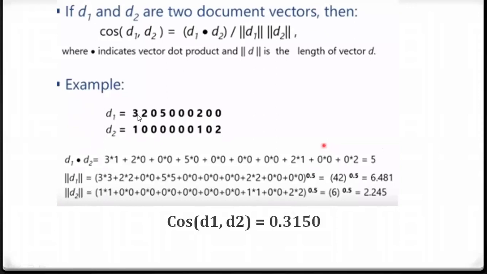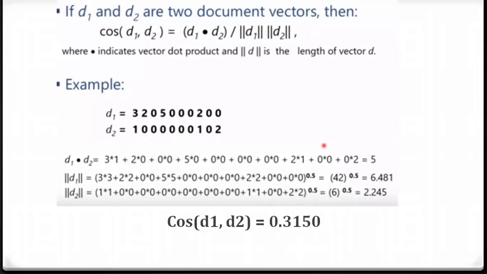Then you compute mod of D1. You square each value, 3 square plus 2 square plus 0 square, and so on, and take the square root. So it's the square root of 42, which gives 6.481, and the value of mod D2 is the square root of 6, which is 2.205. When you apply these values here, D1 into D2 is 5 divided by 6.4 into 2.2. So you get the value 0.3150.